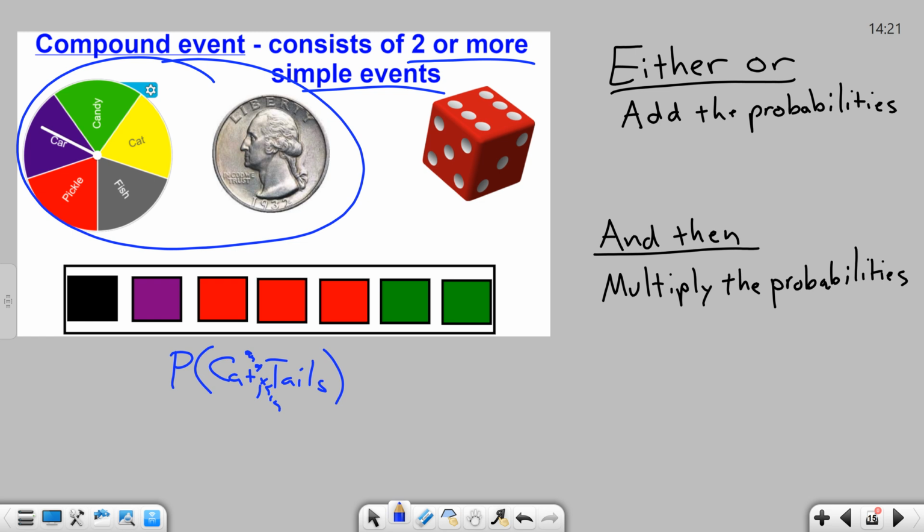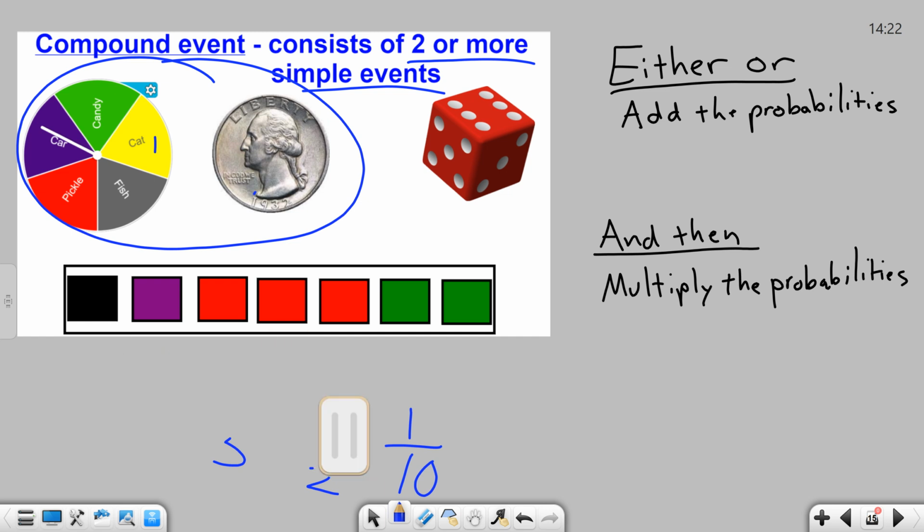Well, to do compound probability, all you have to do is figure the probability of the first. There's 1 way out of 5, so probability of getting cat is 1 out of 5. Probability of flipping tails is 1 out of 2. Probability of getting them both done is multiply those two together, and you only have a 1 out of 10 chance of getting both of them done. So to find compound probabilities, all you have to do is multiply each individual simple probability.